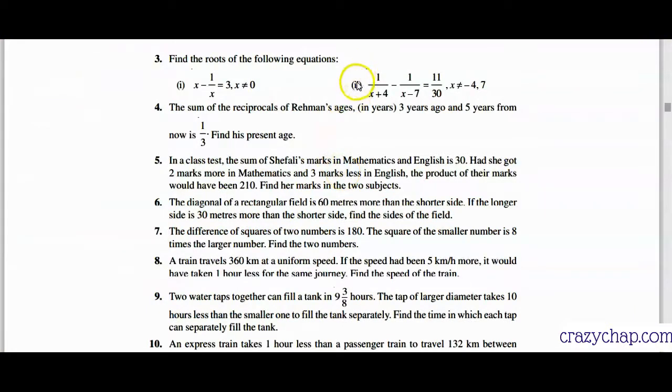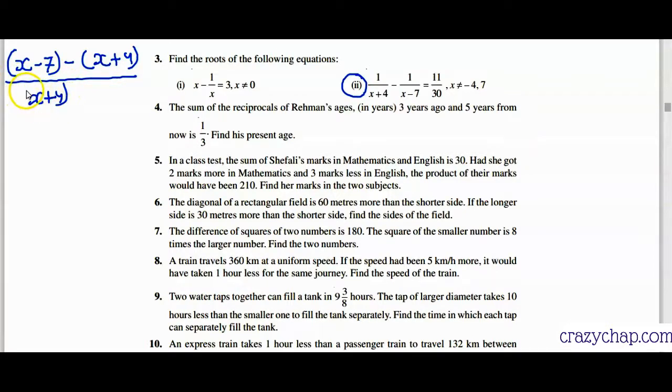Have a look at number 3, second part. 1 over x plus 4 minus 1 over x minus 7 equal to 11 over 30. We'll solve it. Please stay focused. In this question, we'll have to make the same denominator. So I believe you know how to subtract. So you will get x minus 7. I'm putting a bracket because there is subtraction sign, x plus 4, right? And the denominator gets multiplied. So x plus 4 times x minus 7 equal to 11 over 30.